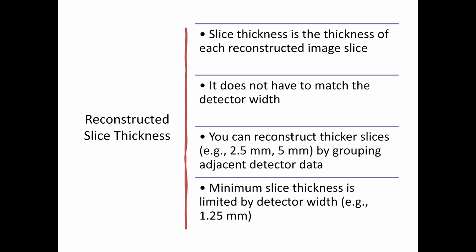Thicker slices reduce image noise, but also reduce Z-axis resolution. However, you cannot reconstruct slices thinner than the detector width. So in this case, nothing thinner than 1.25 mm is possible.